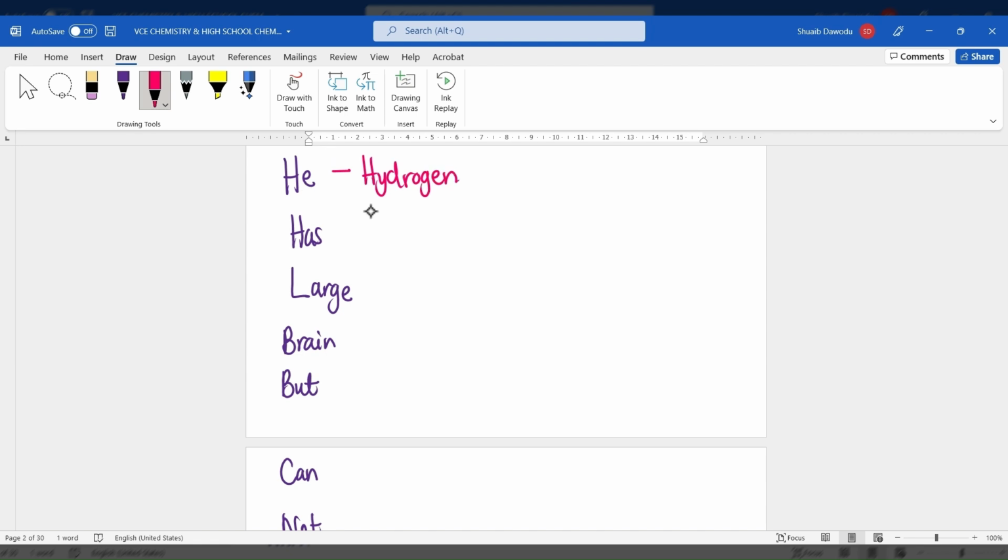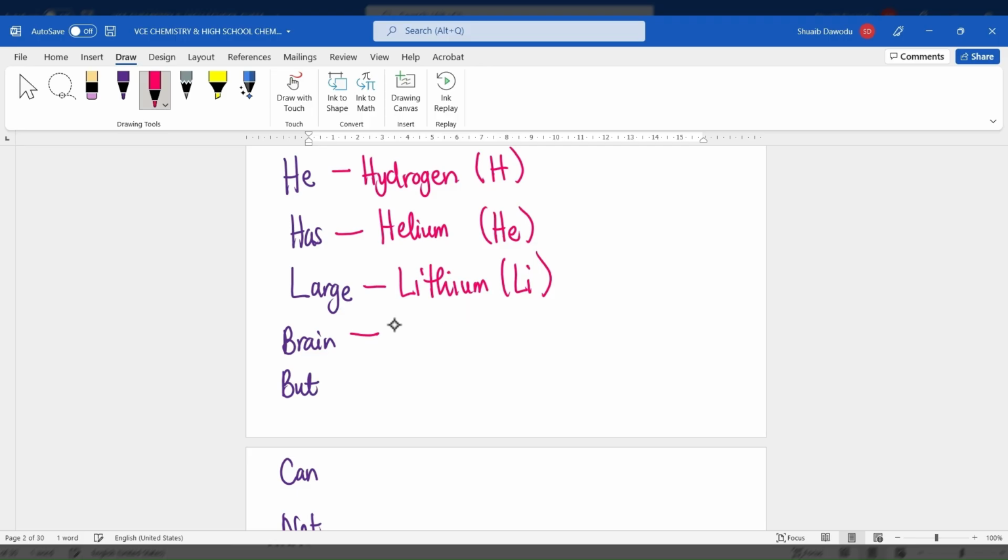Okay, so the first one is going to be hydrogen. The second one is going to be helium. And of course, hydrogen has the symbol H. And then you have helium, which has the symbol He. You have L, large, which is just simply lithium. And it has the symbol Li.